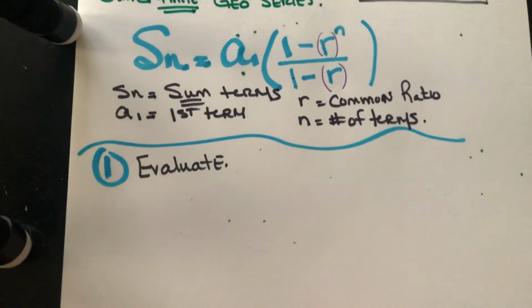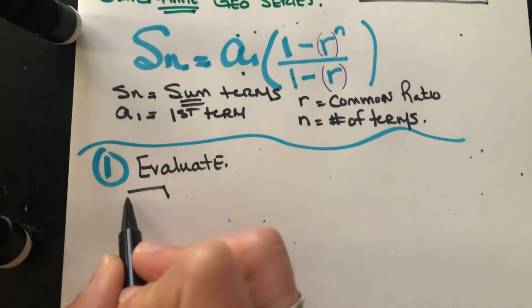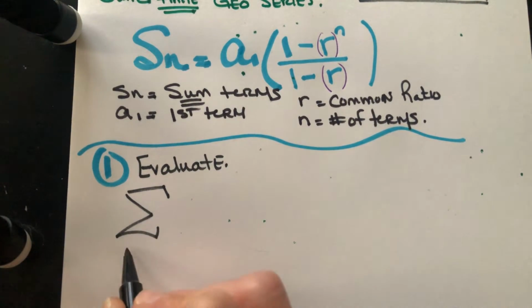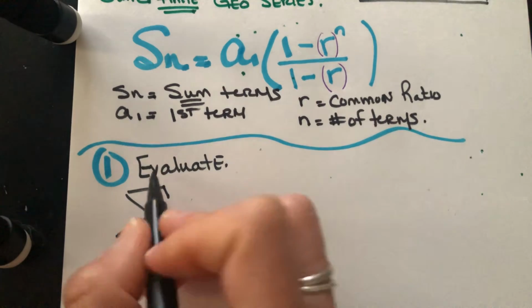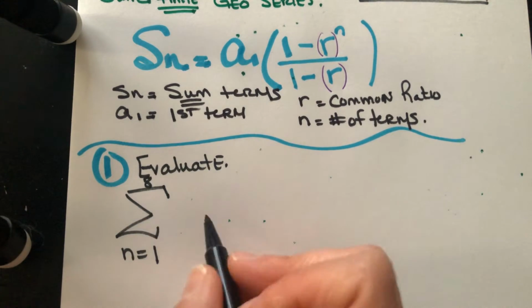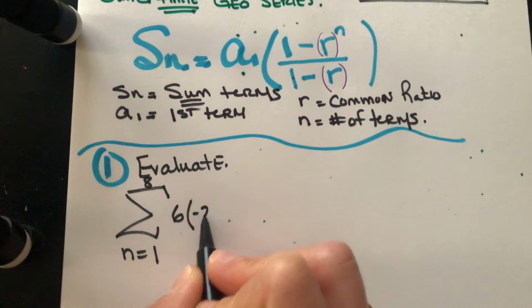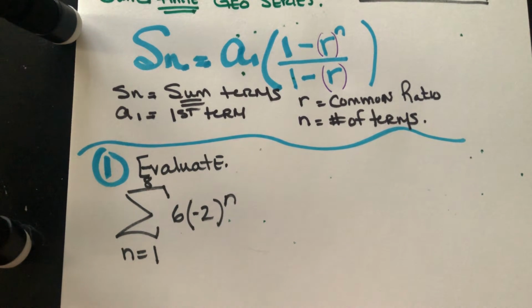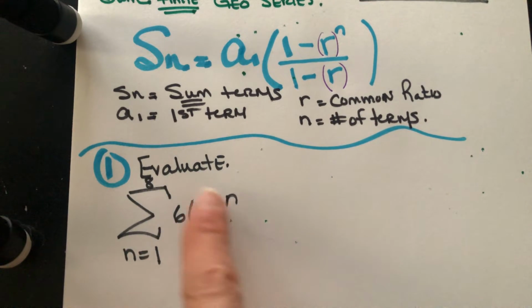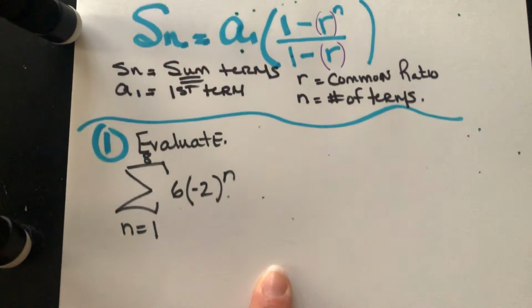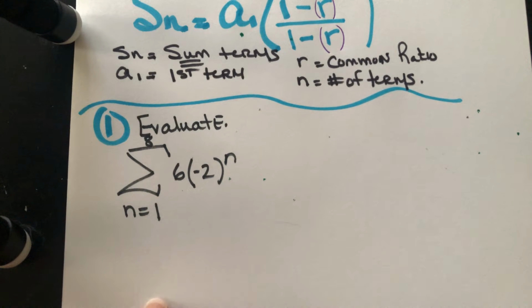So I'm going to write evaluate. Okay, so here's my E. I'm going to put n equals 1 to 8, 6 times negative 2 to the n. Now, if you guys recall, you can substitute starting at 1, 2, 3, 4, 5, 6, 7, stopping at 8, adding them all up. Or you decide to use your sum series.